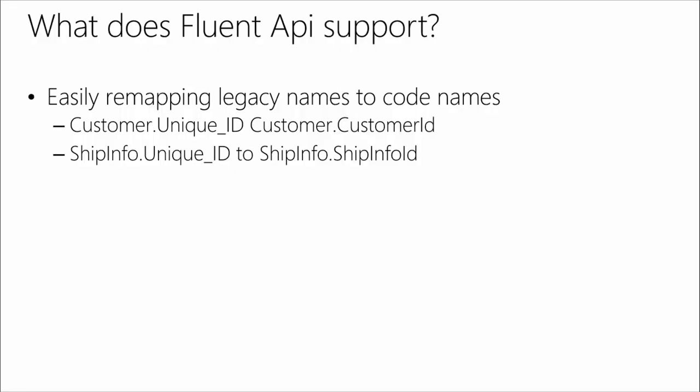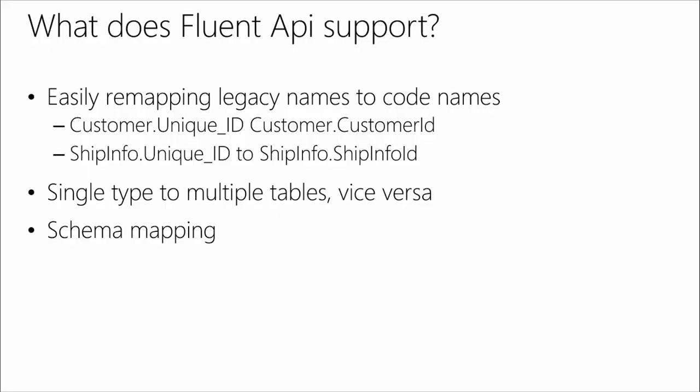So what does the Fluent API support? Many things. One of the common things, and we'll look at a case of this today, is mapping between, take this guy here, customer.uniqueID_ID, and we want to map that to a customer.customerID. I've worked at places that have had some really horrendous field names. So if you want to change those and make your code look nicer and map it to better values in the code, it allows that kind of mapping to be done.